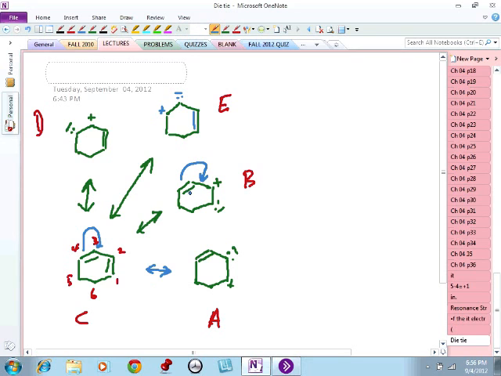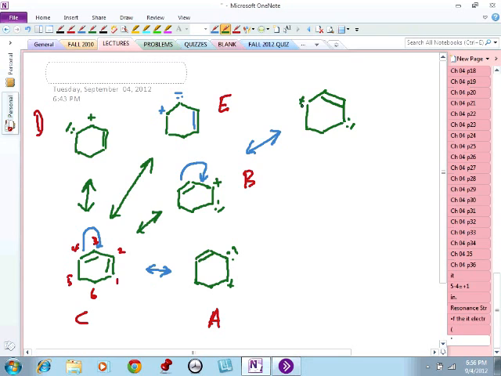So this pi electron will now form another pi bond between this carbon here and this carbon here. What would that resonance structure look like? It would look like this. Now the double bond will be here, and the negative charge is still here. Now where would the positive charge be? Carbon number 4, right here.